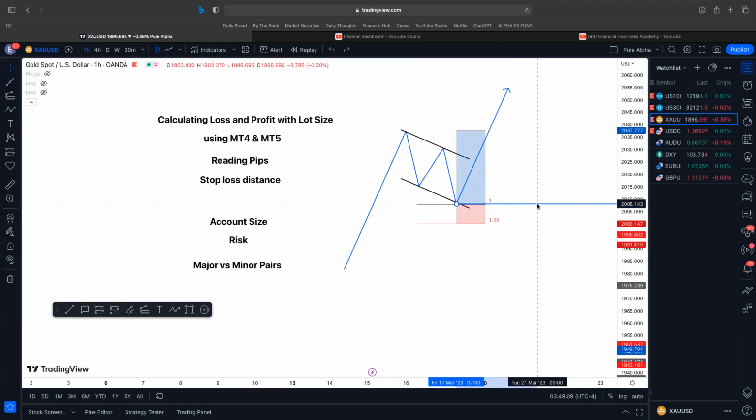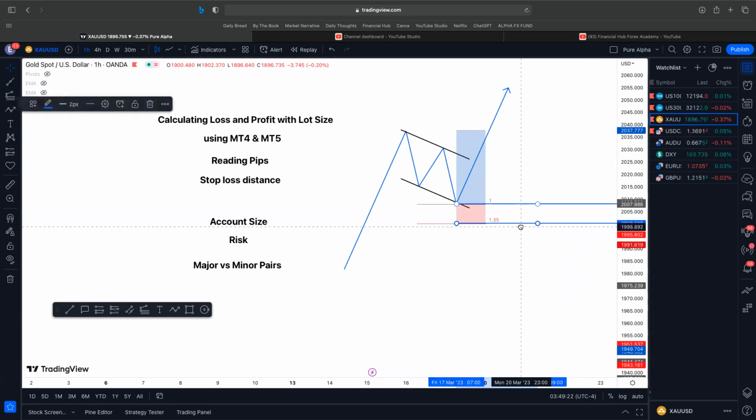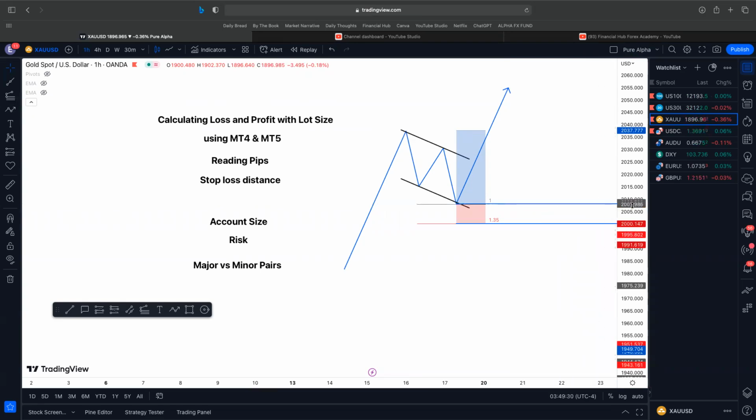You're looking to enter around 2008. Okay, this is just an example. This is gold. So gold, let's say 2008, and you're looking to put your stop loss at around 2000. So 2008 is your entry point, and the stop loss is at 2000.